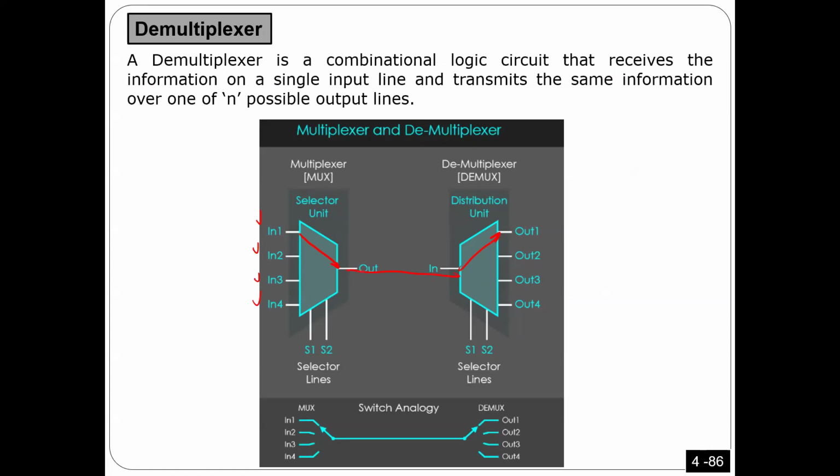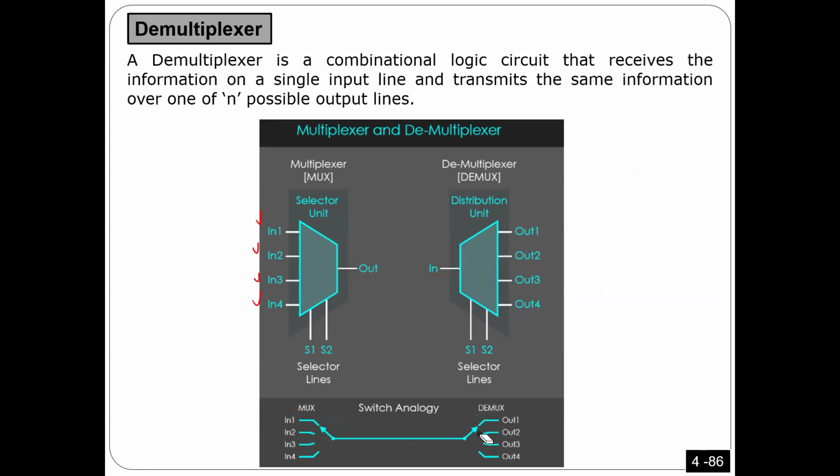But I can connect here 4 to 4 or 4 to 3. So I can connect any input here to any output here, okay? By using the selectors. So it's very widely used in communication if you want to transfer data from one place to another, okay?